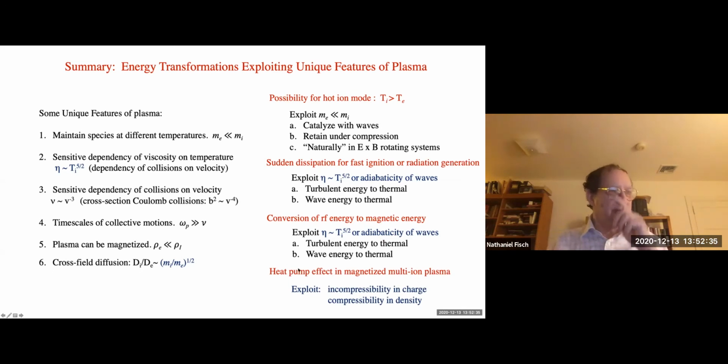And finally, there was a heat pump effect in magnetized multi-ion plasma, which exploited the very curious thing about multi-ion plasma on a short time scale, in that you're incompressible in charge, but you're compressible in density. So when you're trying to compress this kind of thing, you can't compress the charge, but you can compress the density, and you get some very curious effects, including a heat pump effect.